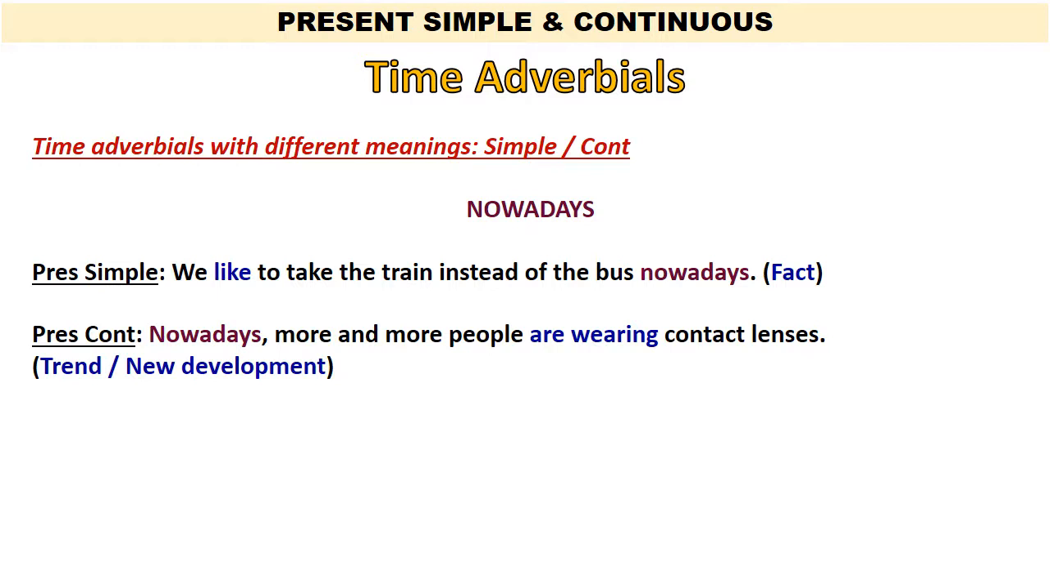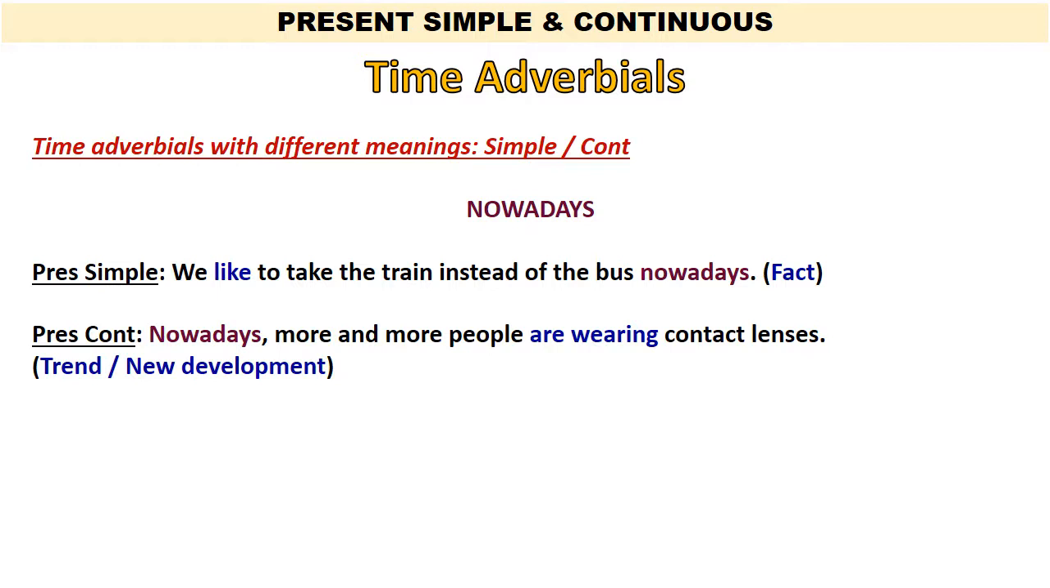Now some time adverbials can have two different meanings when we use them in the simple tense or in the continuous tense. For example, the time adverbial nowadays. Using it in the present simple, for example, we like to take the train instead of the bus nowadays. We use this time adverbial to talk about preference in the present simple form.